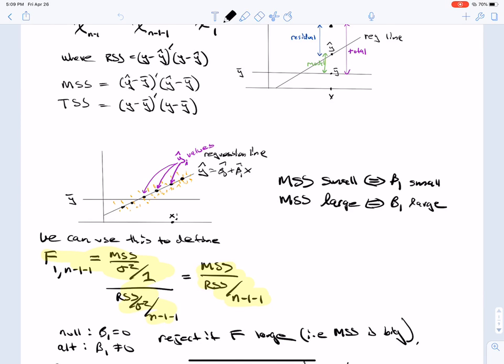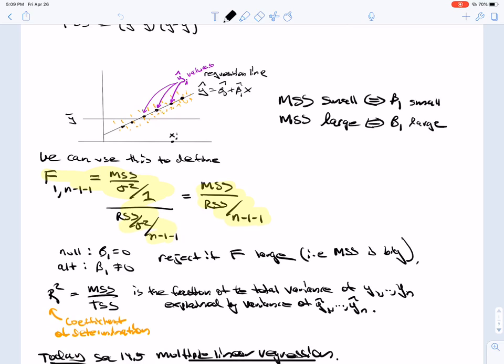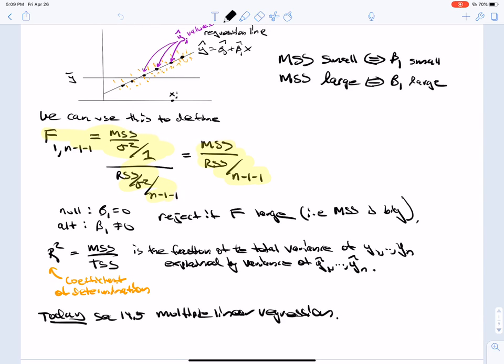So we can use this to define an F statistic. We have F with 1 and n minus 1 minus 1 degrees of freedom. This F statistic is MSS over RSS over n minus 1 minus 1. The null here is that beta 1 is 0, and the alternative is that beta 1 is not 0, and we reject if F is large, in other words, if MSS is large.